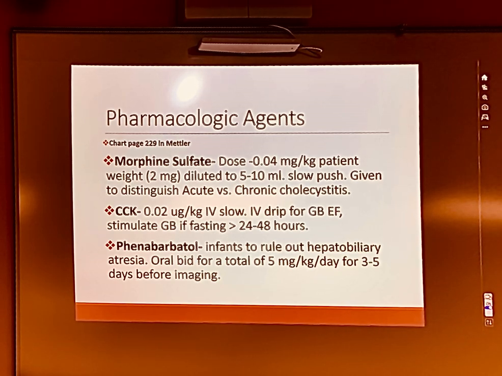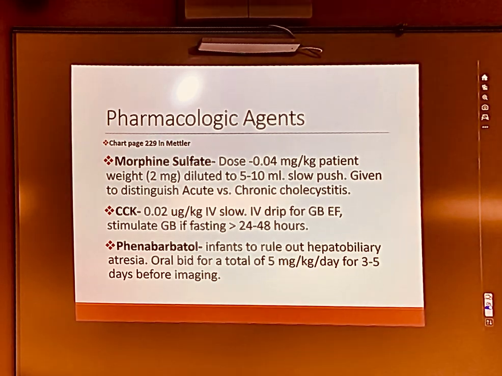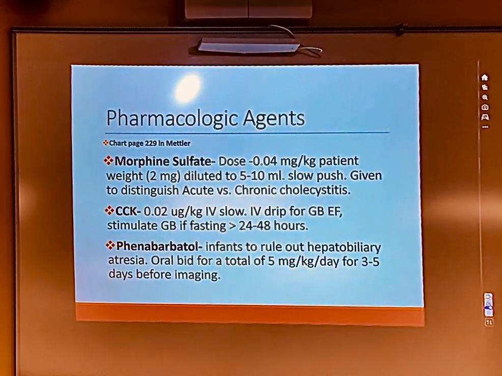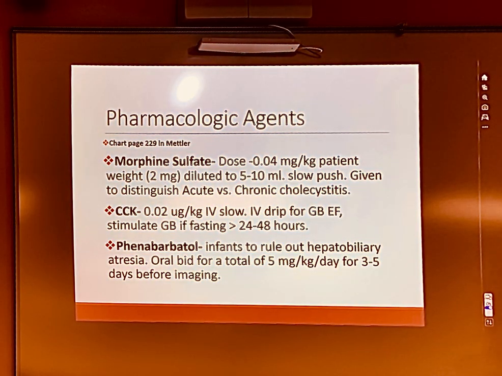It's not nice. So how slow do you go? So we dilute ours to 3 ml, and we do 1 ml a minute. Okay. So it's an IV push over 3 minutes.